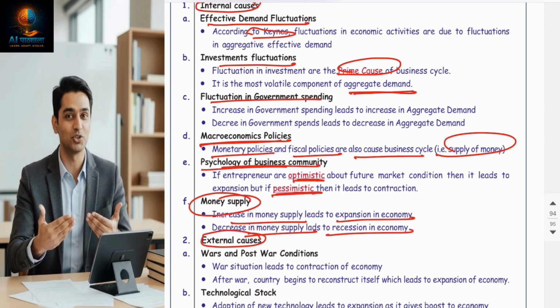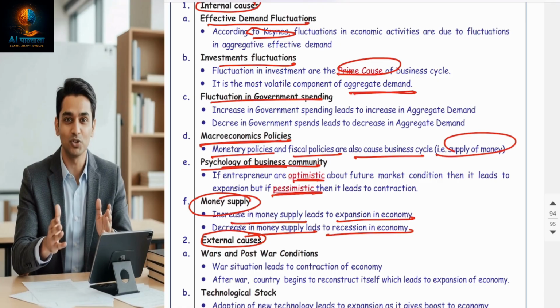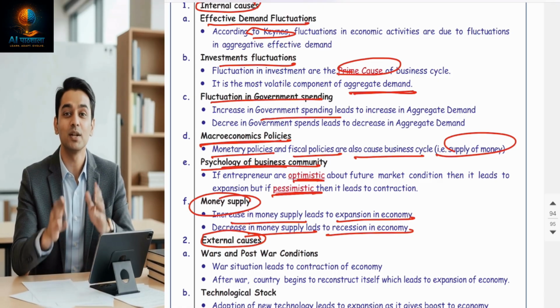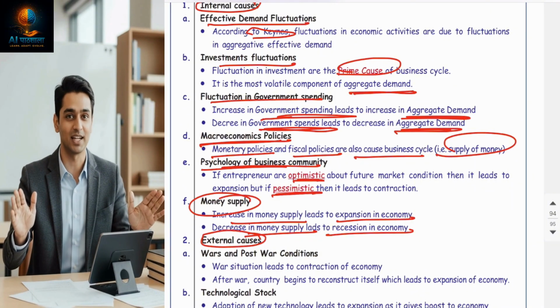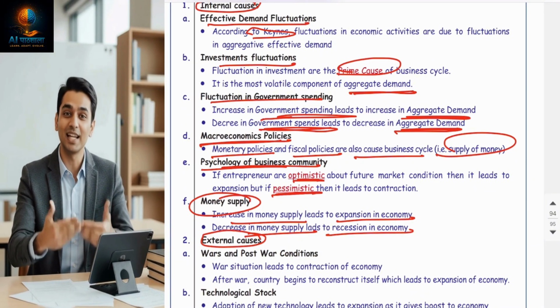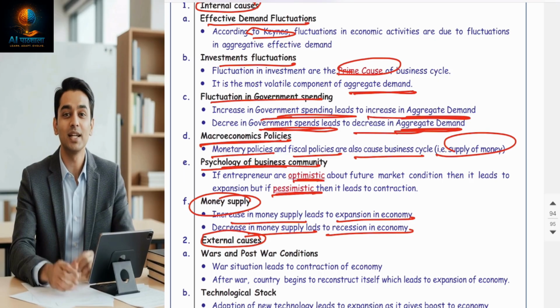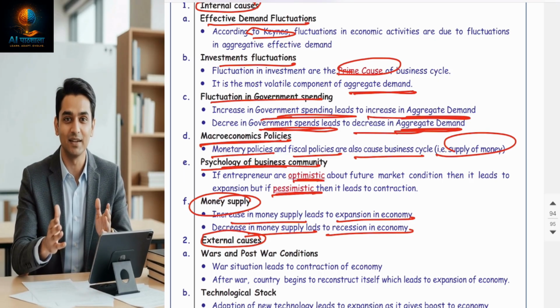Next is fluctuation in government spending. Obviously, if government spends more, it leads to expansion. If government spends less, it leads to contraction. That is called increase in aggregate demand, decrease in aggregate demand.